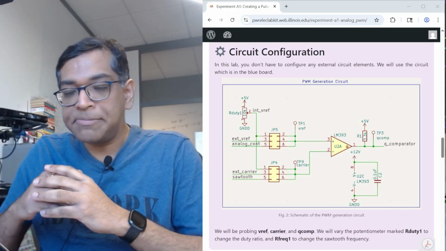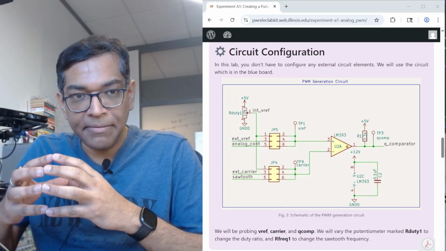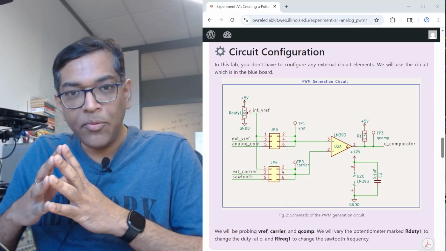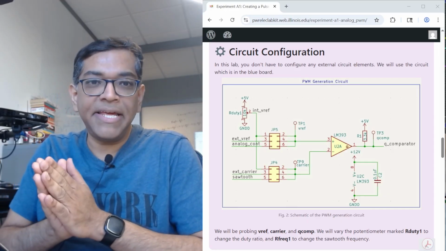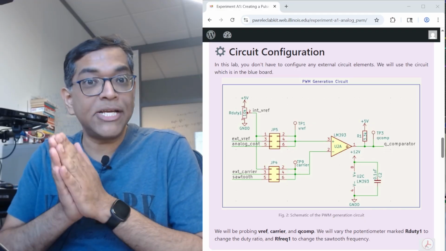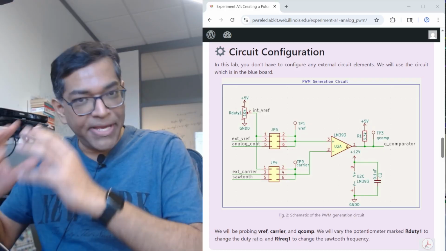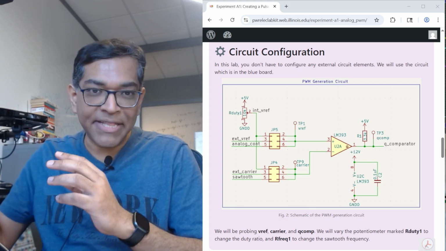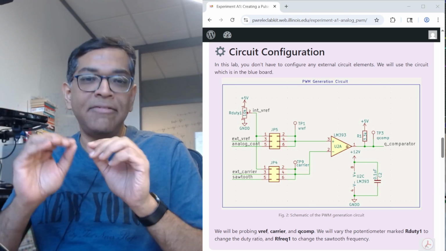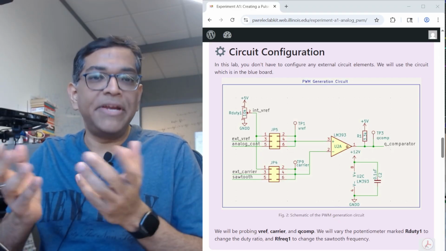In this particular experiment, we will be looking at the very basic piece, where we connect to an internally generated carrier waveform, which will be a sawtooth waveform. Now you will be asking, how did we generate the sawtooth? Yes, we'll talk about it, but in the next experiment. Imagine you have a sawtooth waveform and you have a reference signal. How do we create PWM?